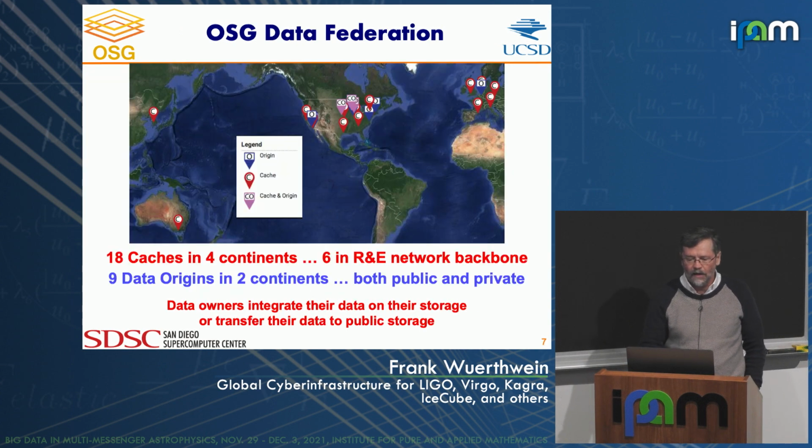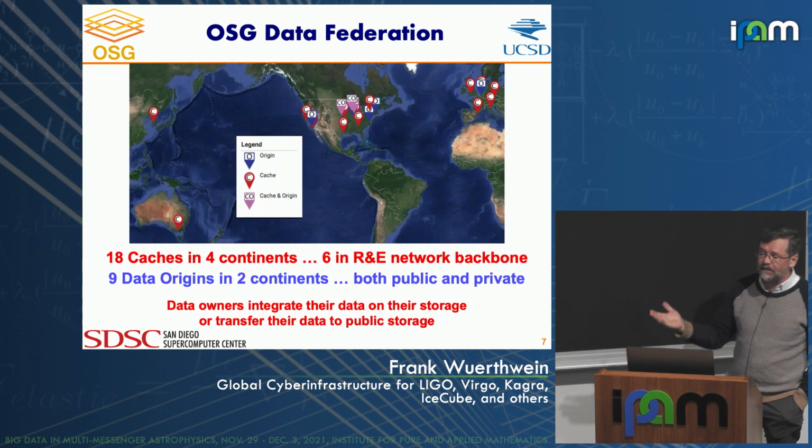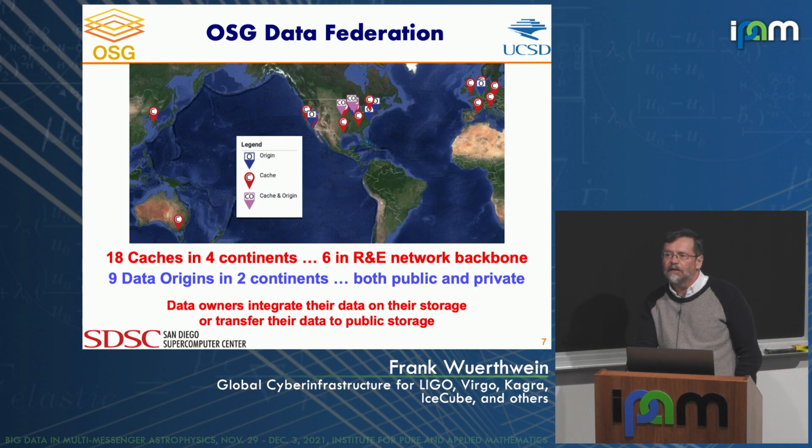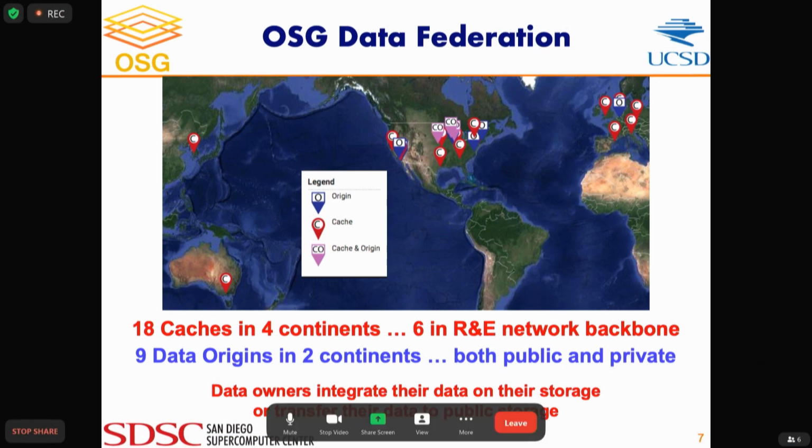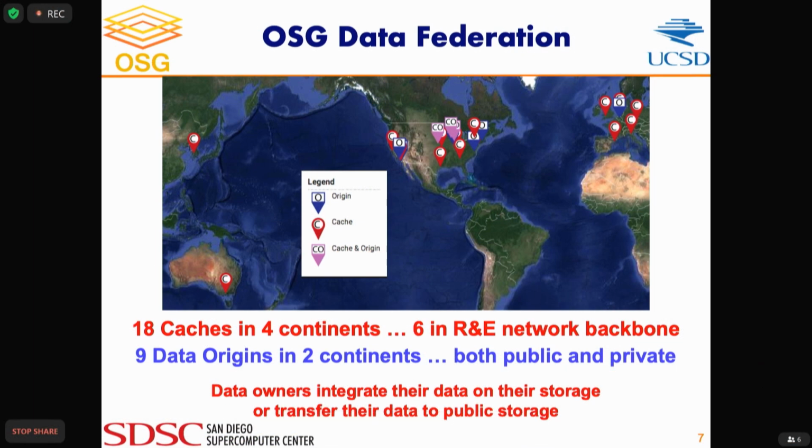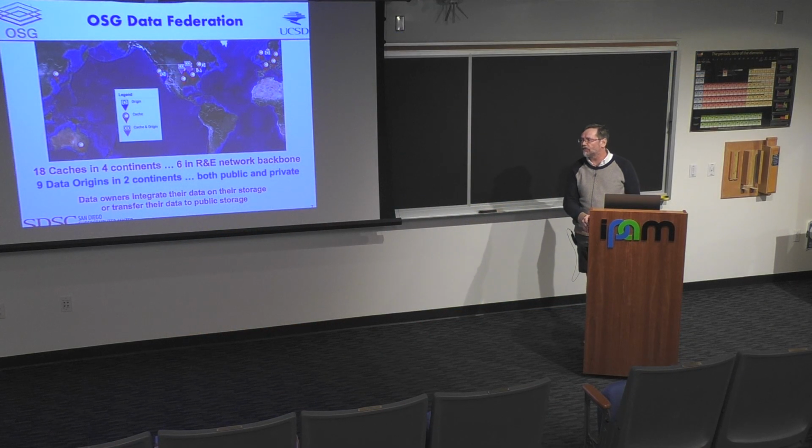Then how does the data get there? We've built something I like to call a content delivery network. That is techno speak for we built a network of caches that automatically pull the data where the computing wants it to be. So there's 18 caches across 4 continents. LIGO is in fact the primary driver who made this happen.